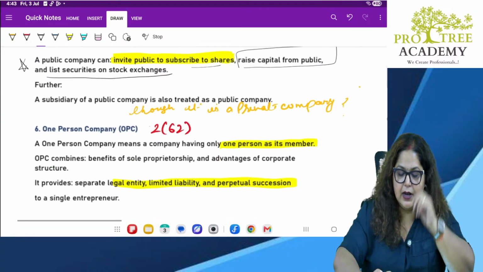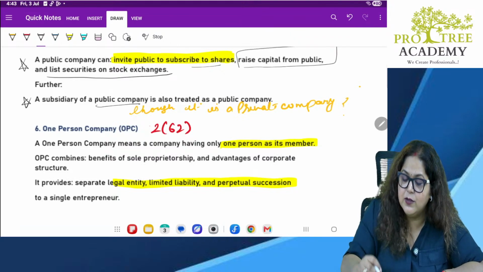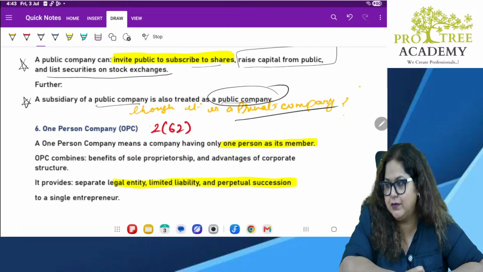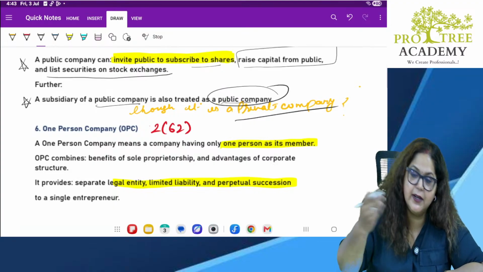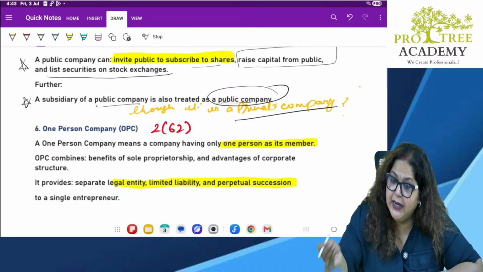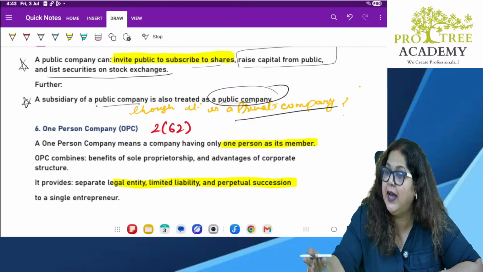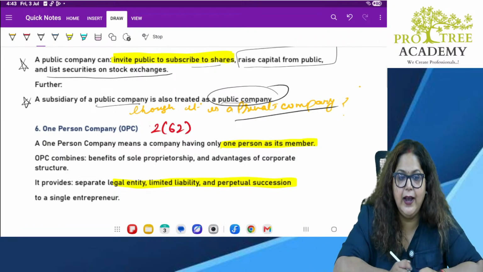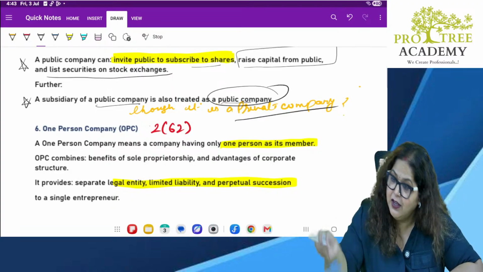Further, star mark this point: a subsidiary of a public company is also treated as a public company, though it is a private company. Holding and subsidiary is the next definition we are going to see. So the subsidiary of a public company will be treated as a public company, though it is in the form of a private company. This phrase you have to remember.